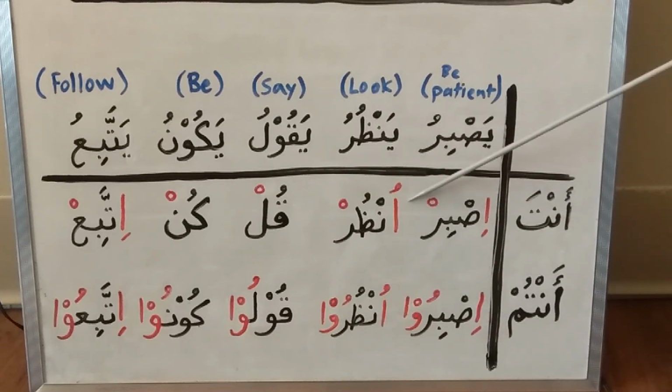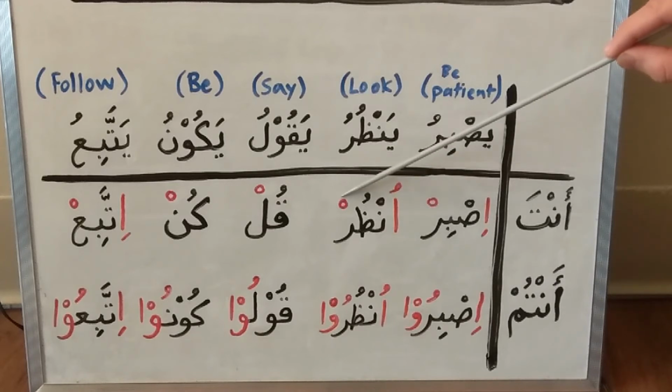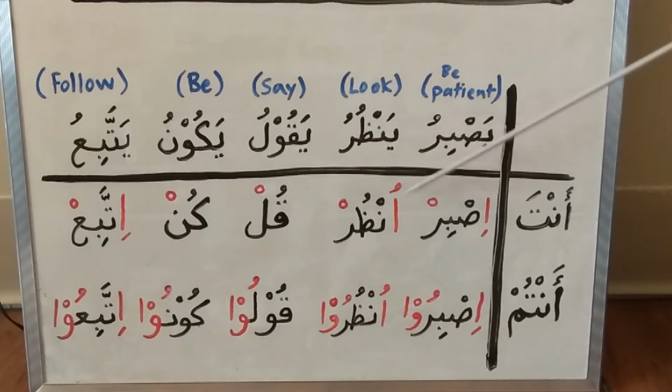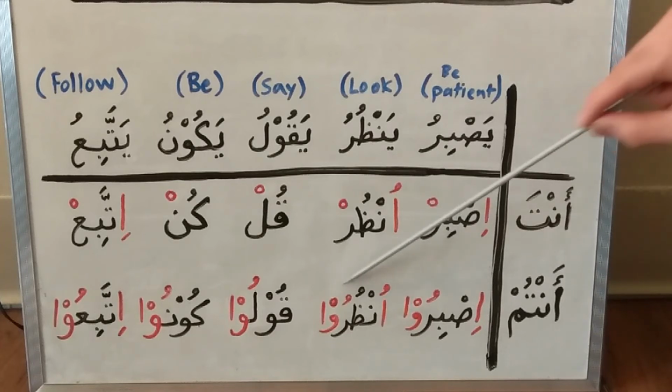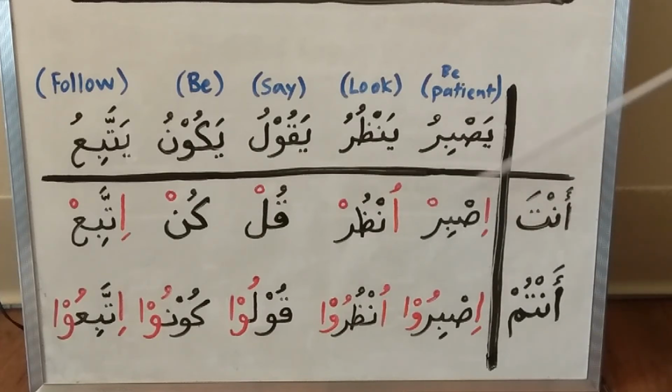Yanduru, if you're talking to one person telling them to look, you say undur. Same pattern, but now you have a dhamma here. And for plural, you say unduru. Okay, how do you know which ones have a kasrah at the beginning and which ones have a dhamma? That just comes with practice. But these are 2 of the example patterns.